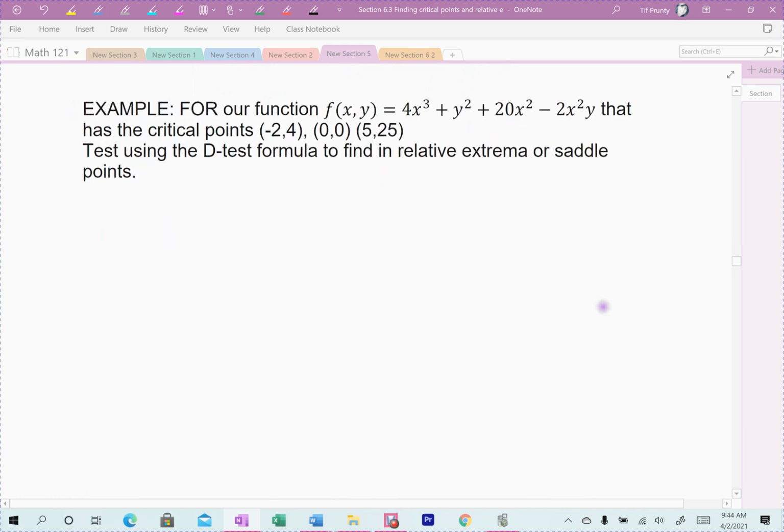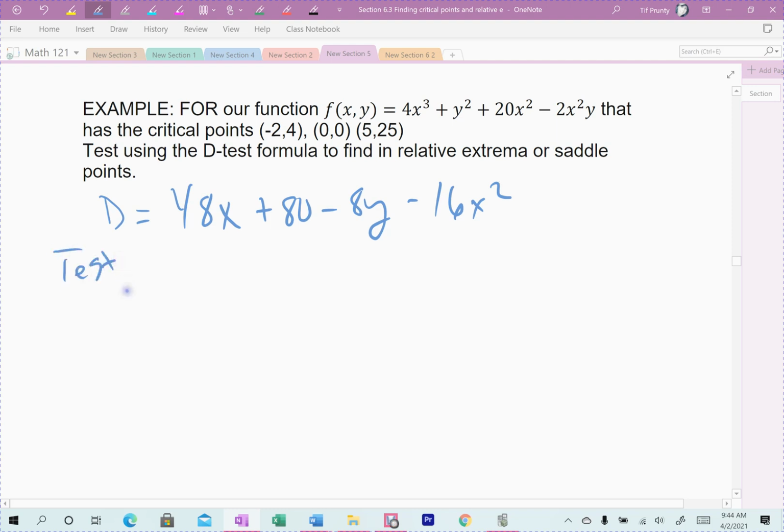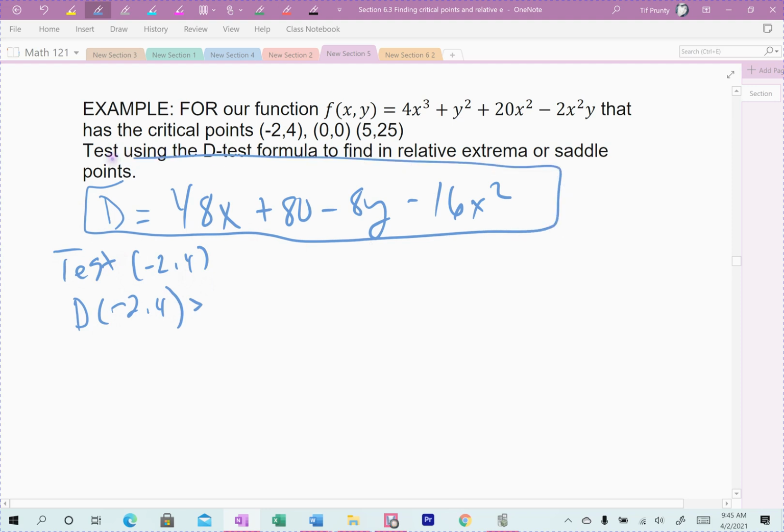Alright, so let's do our example that I had before. Remember, I had 3 points. I had found my D formula. If I go back and look at my D formula, it was 48x plus 80 minus 8y minus 16x squared. Alright, there was the D formula for that function. So what you do is test each point. Testing negative 2, 4 first. I'm plugging it into this D expression. So I get 48 times negative 2 plus 80 minus 8 times 4 minus 16 times negative 2 squared.